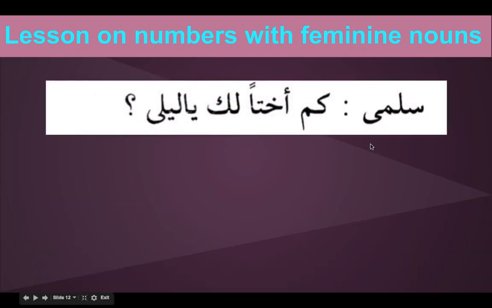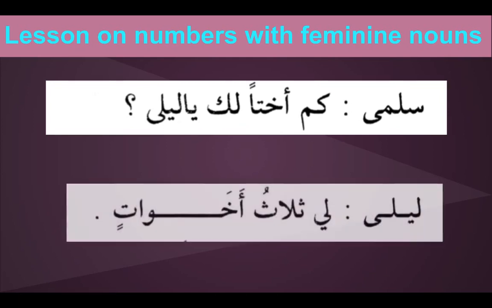Salma is asking كم أختا. See, كم أختا. أختا is tamiz after كم. How many sisters? Lucky ya Layla. How many sisters do you have, ya Layla? So Layla is saying, I have thalathu, 3. Thalathu akhawatin, 3 sisters.